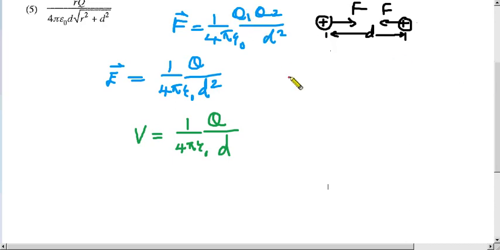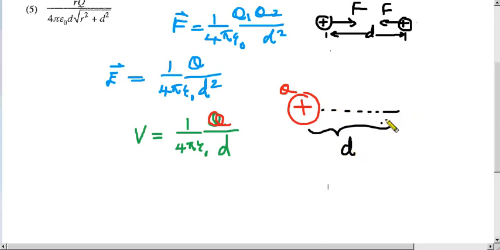So imagine the charge Q is here. Now we are referring to this equation. This Q is here like this. Away from that charge, at a distance d, there is a point. At that point they ask, what is the potential V?